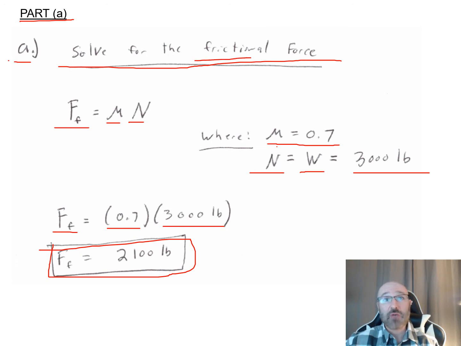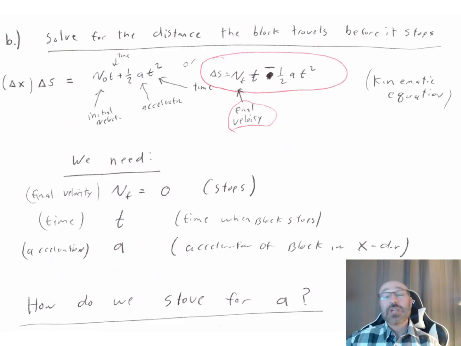We go back over to ask to solve for frictional force. Okay, we've done that. Part A is solved. So now moving on to part B, we're asked to solve for the distance that the block travels before it stops. So what we want to do is choose our governing equation right here. We're going to use our kinematic equations right there.